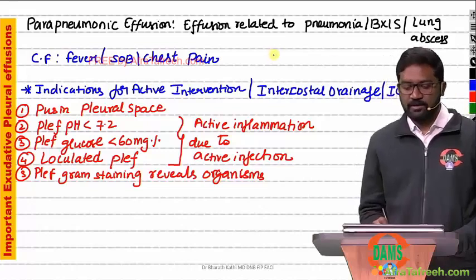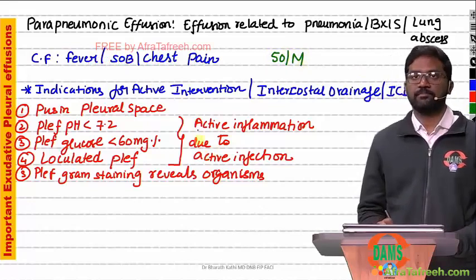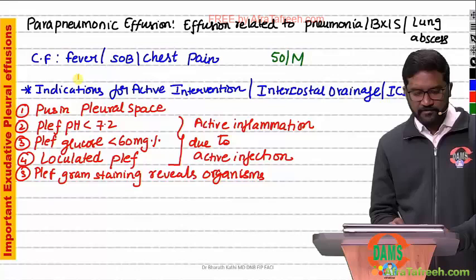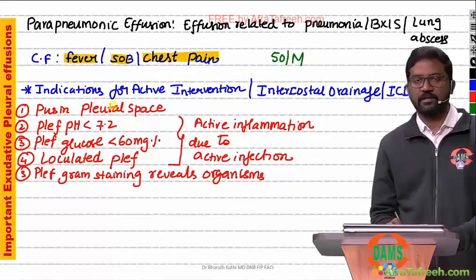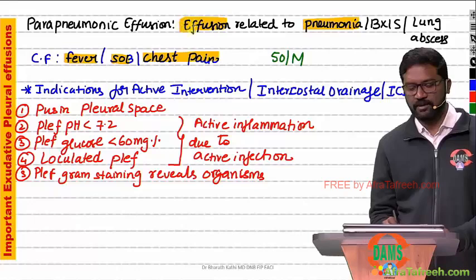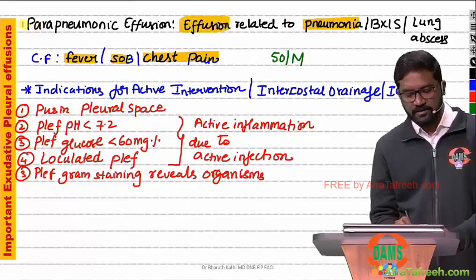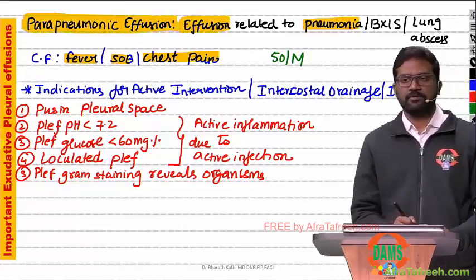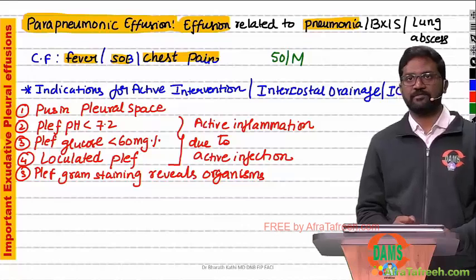Now I'll give you a clinical scenario. There was a 35-year-old male patient who came to my clinic and he was having features of fever, shortness of breath, chest pain. I have taken a chest X-ray. It was showing right-sided pneumonia and also pleural effusion. This combination, I thought of it as parapneumonic effusion, and I wanted to know the consistency of the fluid.